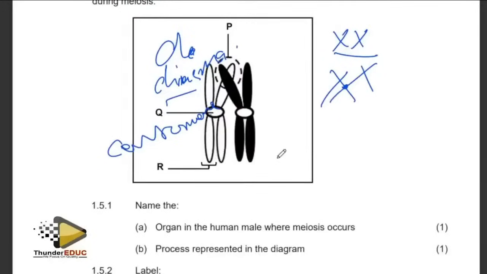Sometimes they can ask you, how do we call the homologous chromosomes under crossing over? It's called a bivalent. Homologous chromosomes under crossing over, we call it a bivalent.